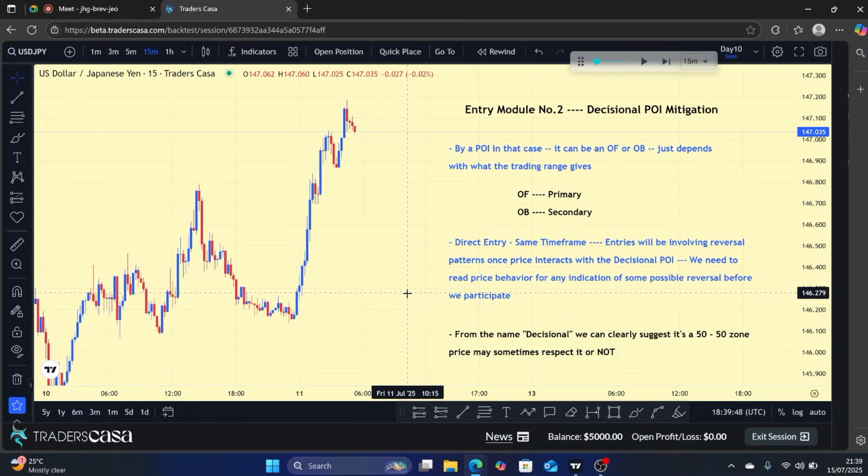In today's session, we'll be covering the second entry module, and we know the second entry module is the decisional POI mitigation. I believe you are now good with the first entry module, which was inducement sweep, which we covered in our previous session. Today being day 10, we'll be diving into the second entry module, and you can clearly see it's the decisional POI mitigation.